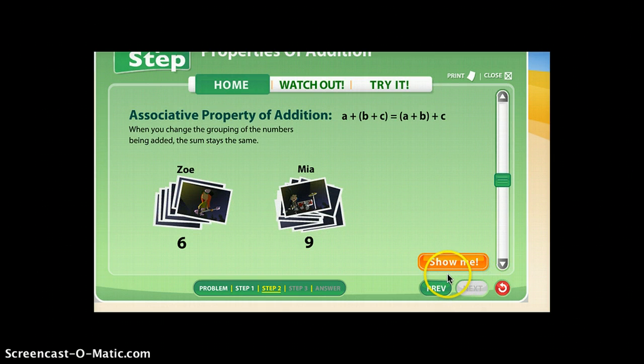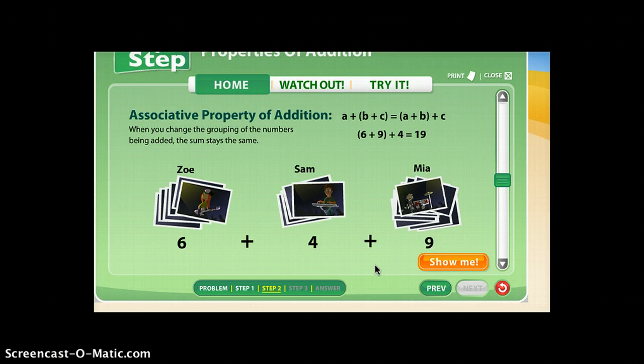The associative property of addition states that when you change the grouping of the numbers being added, the sum stays the same. For example, let's say I just found out Sam also took 4 pictures at the concert. We could write the equation as 6 plus 9 and then add another 4 for a total of 19 pictures. But if Sam sent me his pictures before Mia sent her pictures, we'd still have a total of 19 pictures. It doesn't matter how we group the numbers. We still get the same sum in the end.